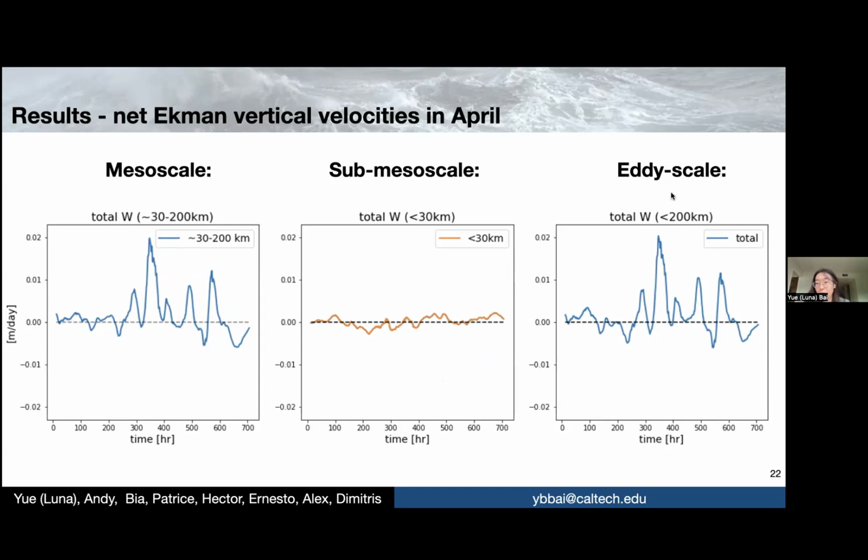And so if we add all of the scales together, which is mesoscale plus sub-mesoscale, it is also not too surprising to see that it is the mesoscale SST-induced linear Ekman vertical velocities that are dominating everything.